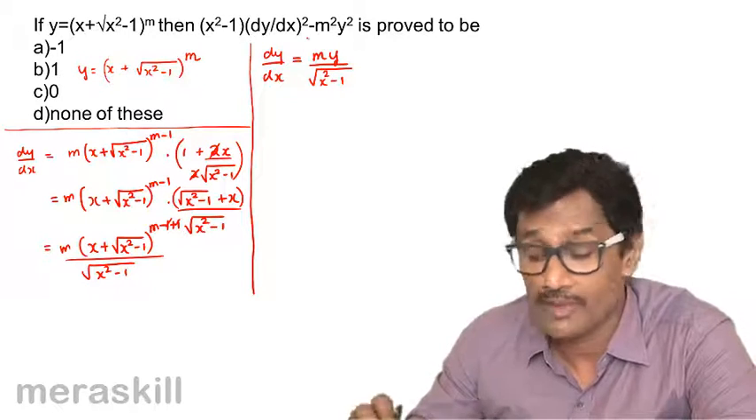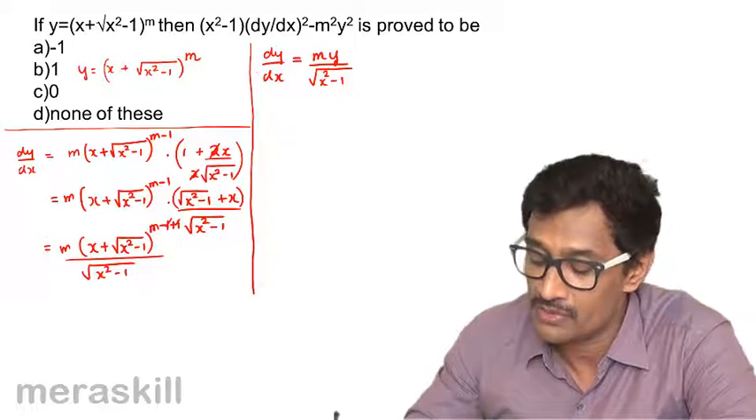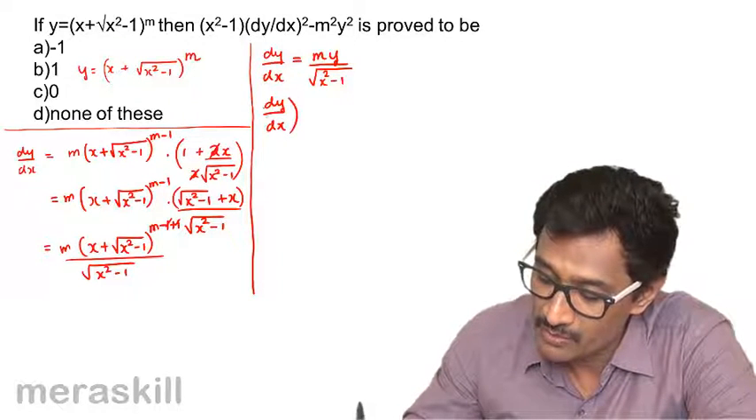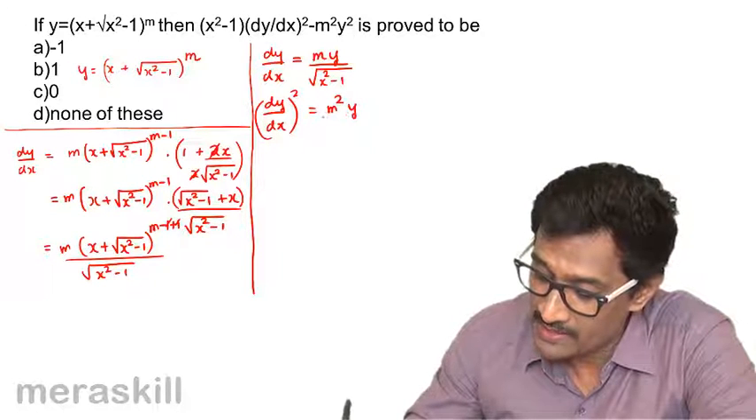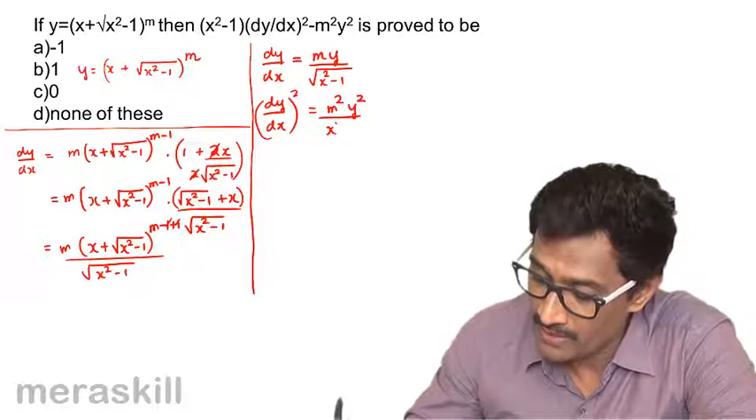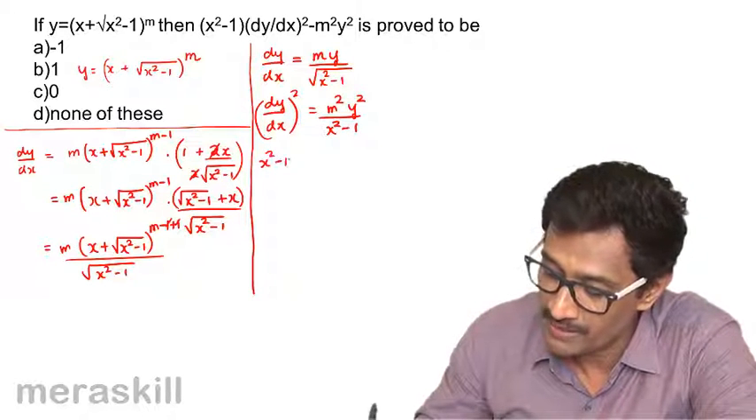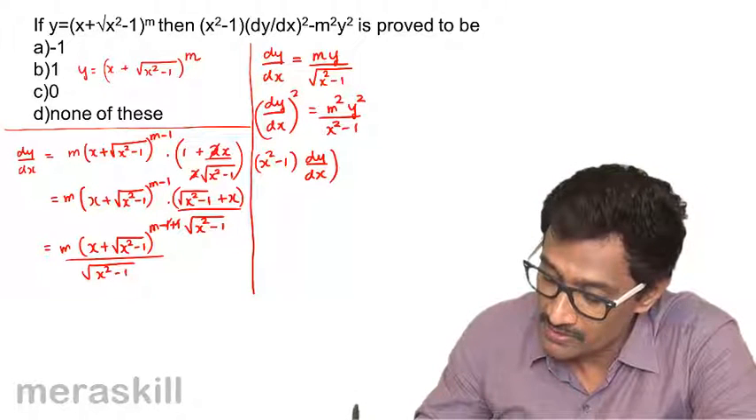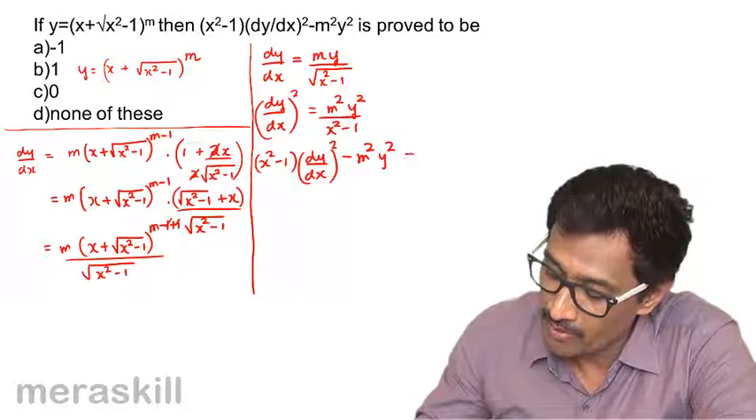Now look at what we have. We have to prove this. It's quite clear. You need to square both sides. When you square both sides, we get dy by dx, the whole square, is equal to m square y square upon x square minus 1. Simplify it, you get x square minus 1 into dy by dx, the whole square, minus m square y square, obviously will be 0.